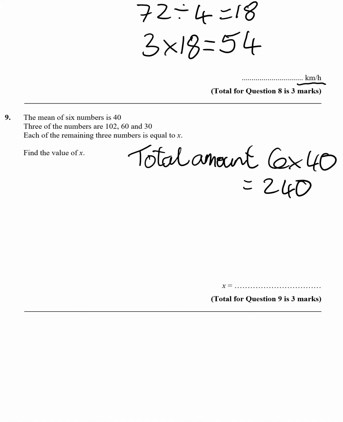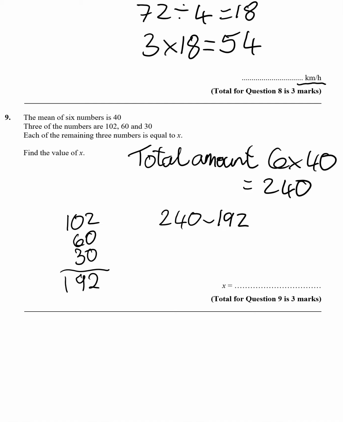But we know 3 of these values. So we've got 102, 60 and 30, which is 192. So we need to do 240 take away 192, which is 48. But that's for the three numbers. So therefore we need to do 48 divided by 3, which is 16. So each number is 16. So we've got 3 16s, and it's going to give us a mean of 40. Okay, next question.